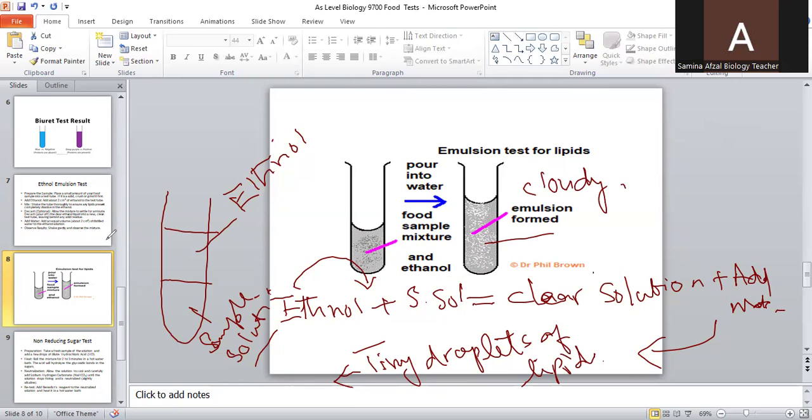If it does not happen, or if the cloudy emulsion is not formed, it shows the negative result for the fats or for the lipids. So if the cloudy appearance is there, you can see that the lipids are present in the given solution.